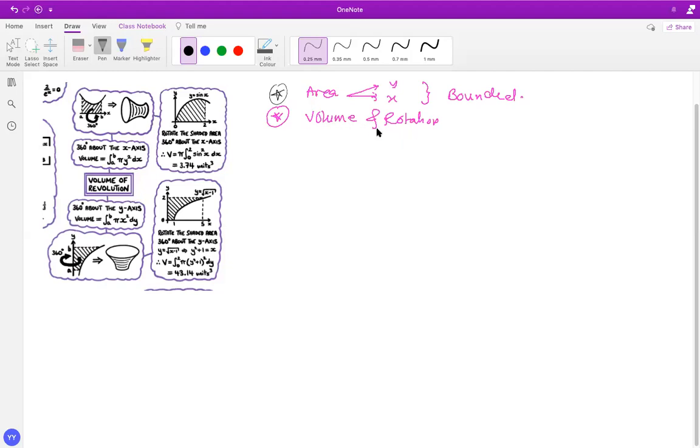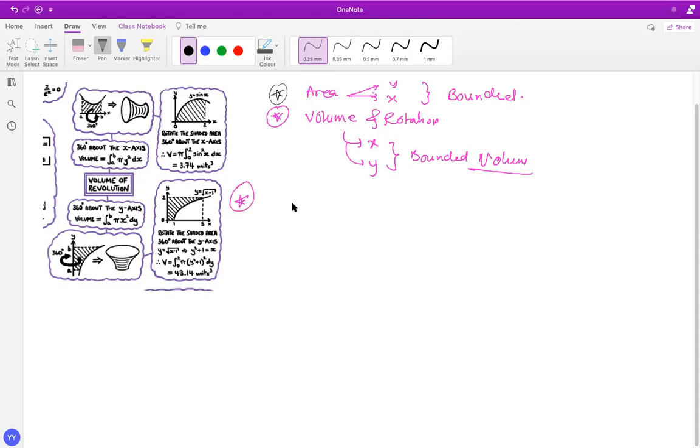Similarly, we have volume of rotation formulas about the x-axis and about the y-axis. Mostly the bounded type of question doesn't come, but you might get questions where it is a bounded volume. So let's take an example of each, obviously. How do you find the area under a graph manually first?